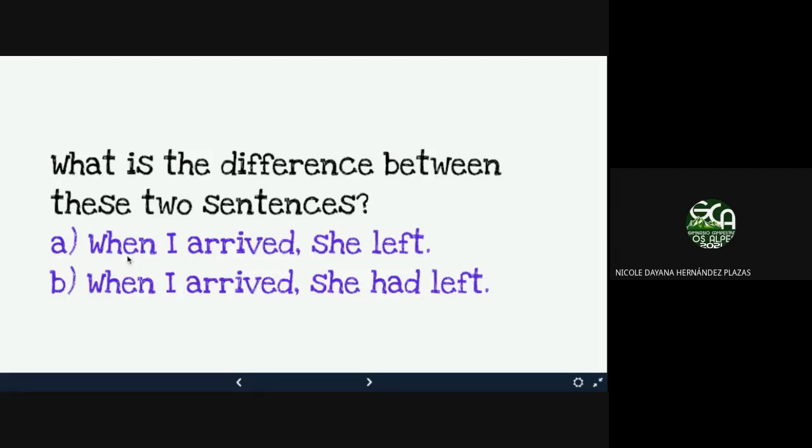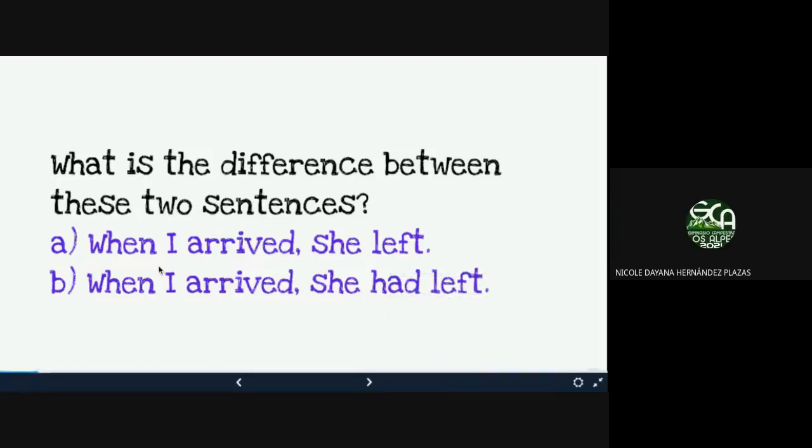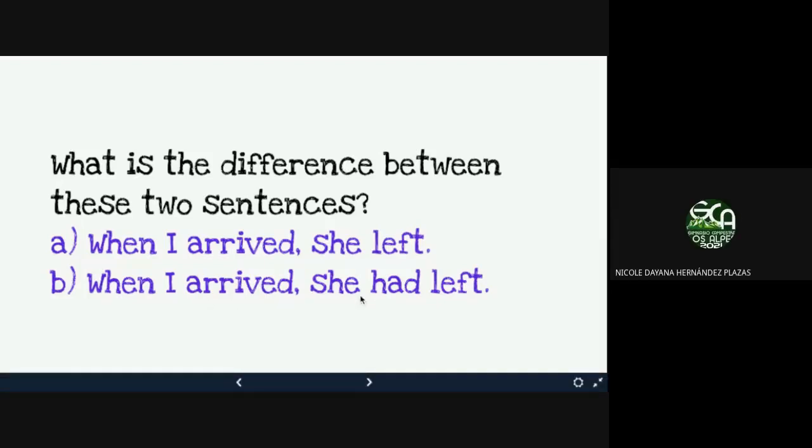I mean, give me the translation of this. When I arrived, she left. Cuando yo arribé ella se fue o algo. Ella se fue. What happened with the next one? When I arrived, she had left. Cuando yo arribé, ella había abandonado, creo. When I arrived, she what? ¿Ella qué? Había abandonado. Se había. Se había ido.